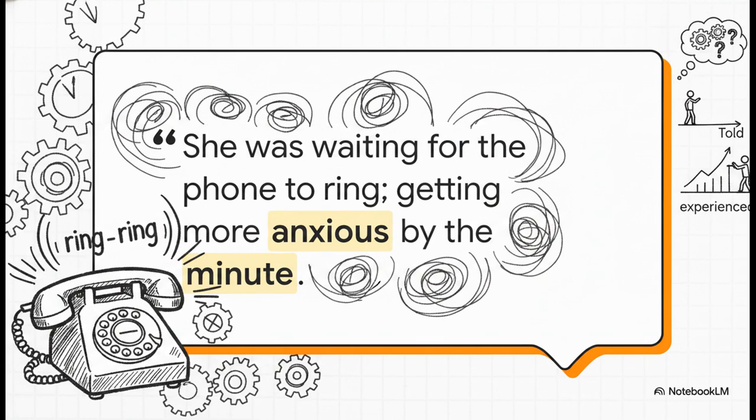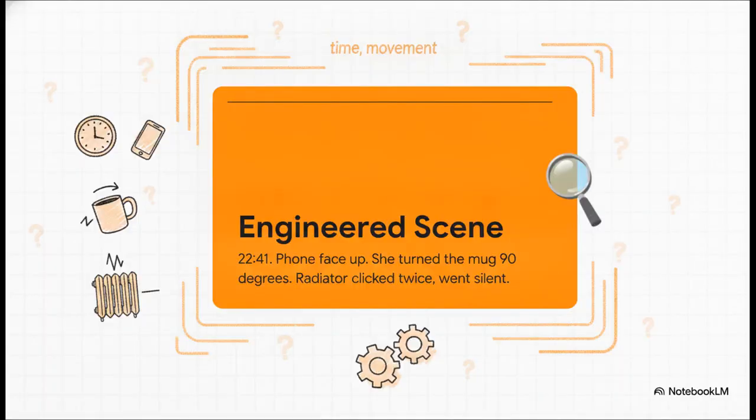She was waiting for the phone to ring, getting more anxious by the minute. This is your classic told scene. Notice how the emotion, the anxiety, is just stated flatly on the surface. The author is doing all the work, basically spoon-feeding you the conclusion and leaving absolutely nothing for your brain to reconstruct or experience. Now compare that to the engineered version.